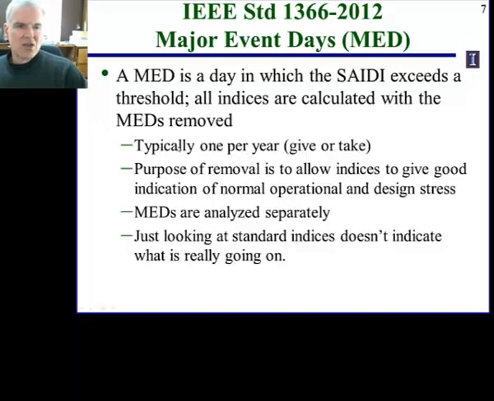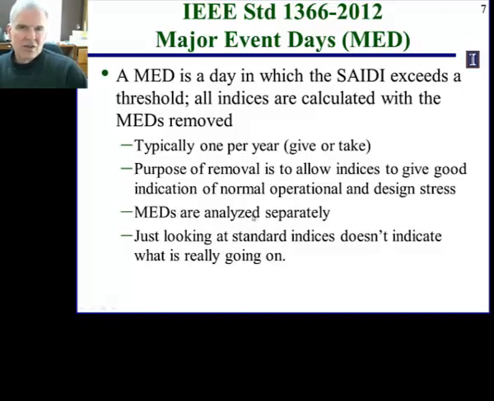The idea is a major event day is typically going to be maybe one per year. The purpose of removing the major event days is to allow the indices to give a good indication of how the utility normally operates. So as you design your distribution system, you've got normal operational stress and strain on it, and you want to know how we normally operate, so you calculate the indices without the large events. Then you separately analyze the large events.